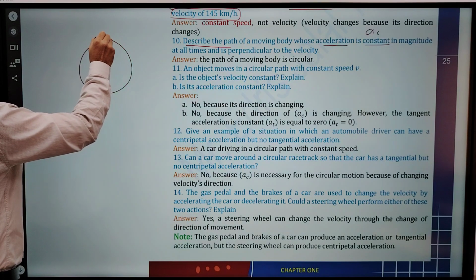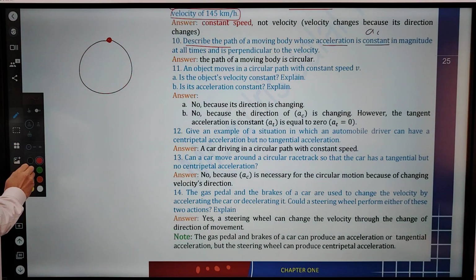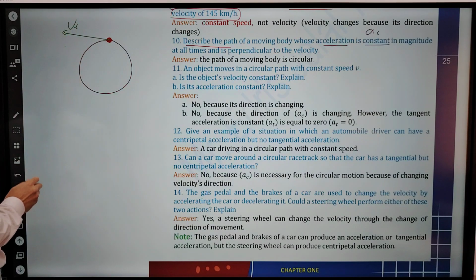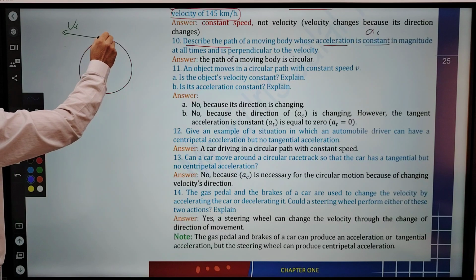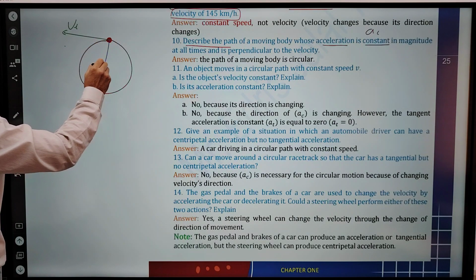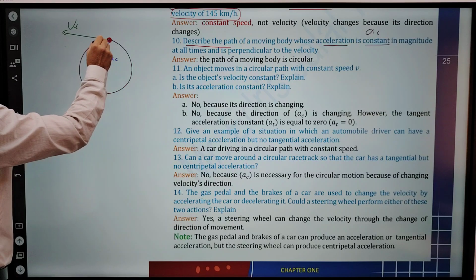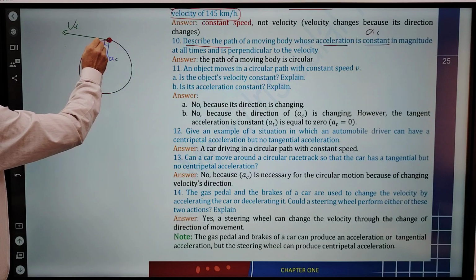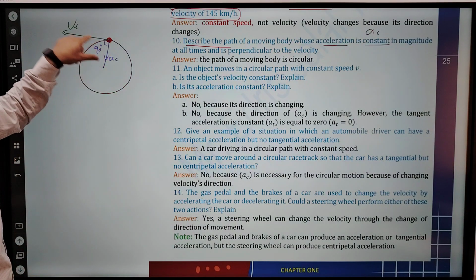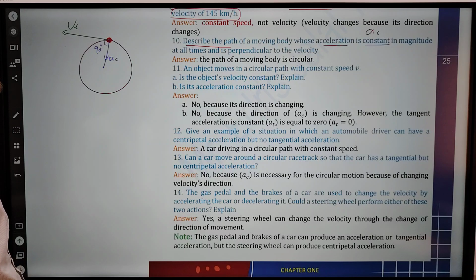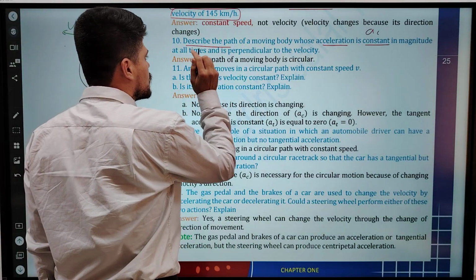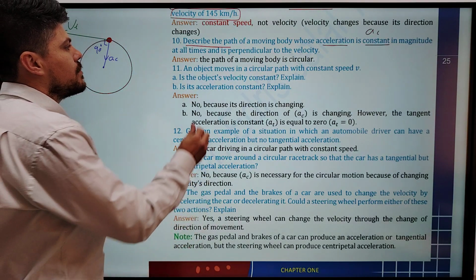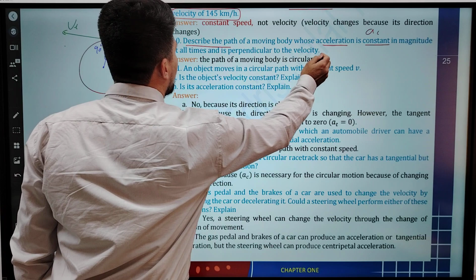Let's draw the figure. For example, this object has tangential speed. What is this? This is V. And the object has centripetal acceleration. What is the angle between velocity and the centripetal acceleration? It is perpendicular, 90 degrees. So what is this path? This path is a circular path. The path of a moving body is a circular path.